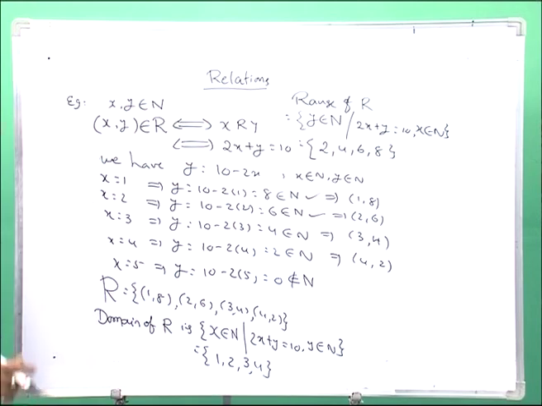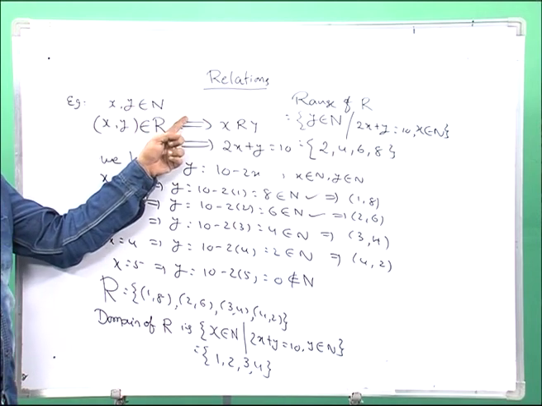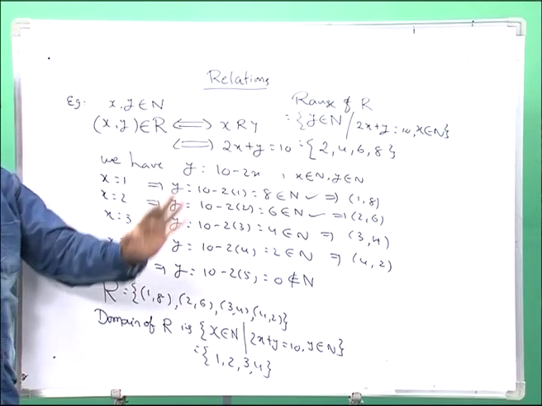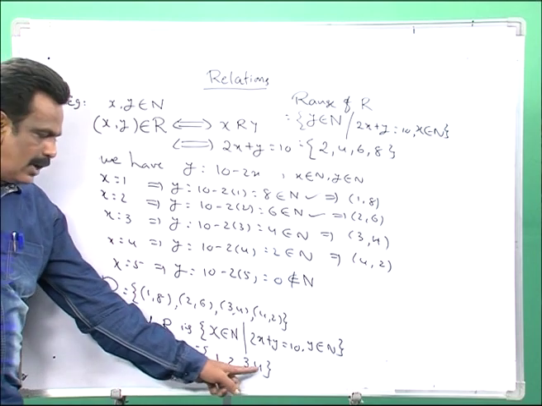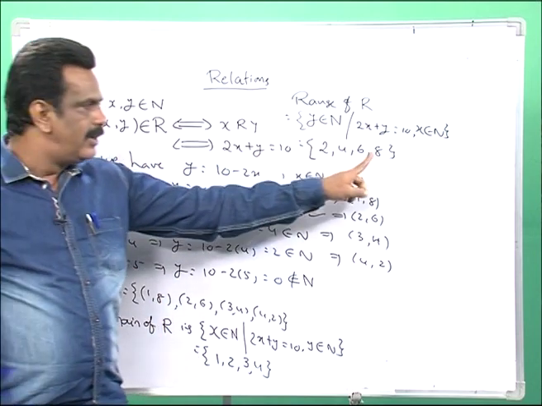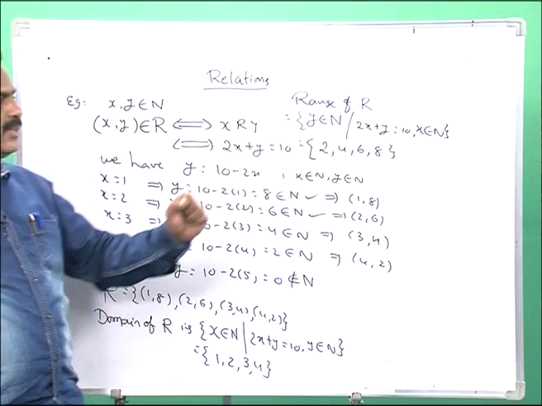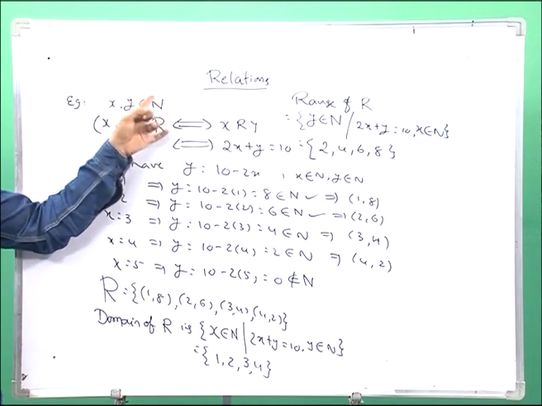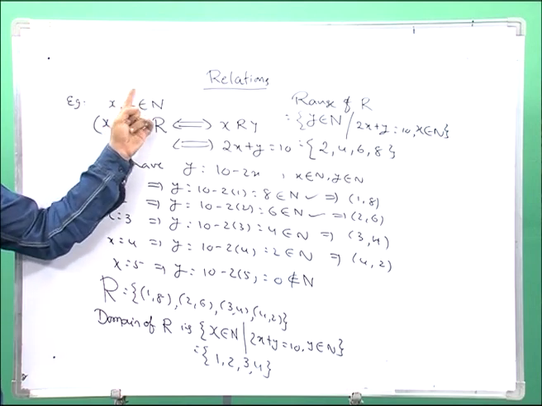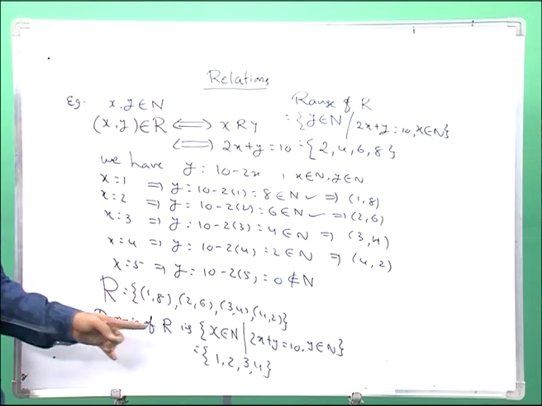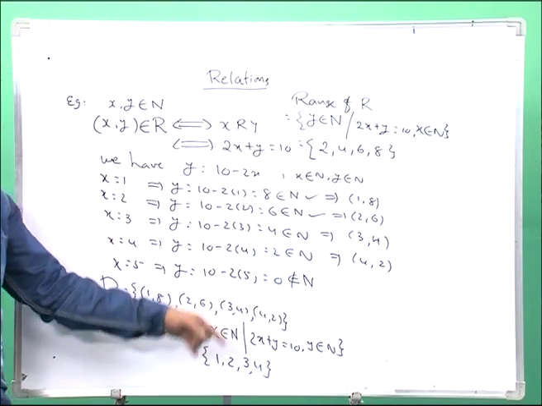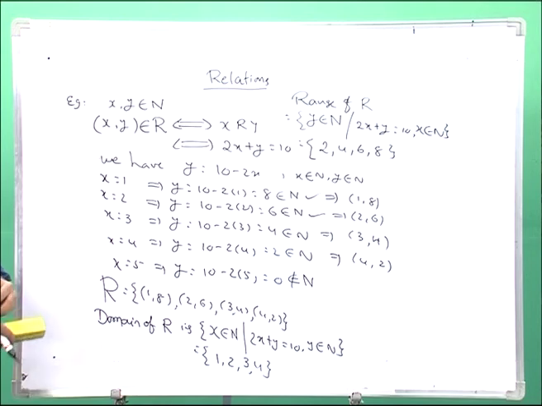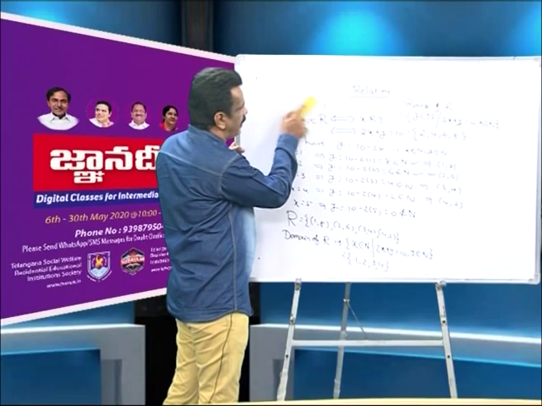And hence, even though x and y are natural numbers, the relation 2x plus y equal to 10 is connecting the elements 1, 2, 3, 4 only to the elements 8, 6, 4, 2. So as x belongs to N and y belongs to N, we cannot say the domain is the set of all natural numbers and the range is the set of all natural numbers. Here the domain is restricted to only 4 elements, and the range is also restricted to 4 elements. Like that we can find the domain and range of a given relation.